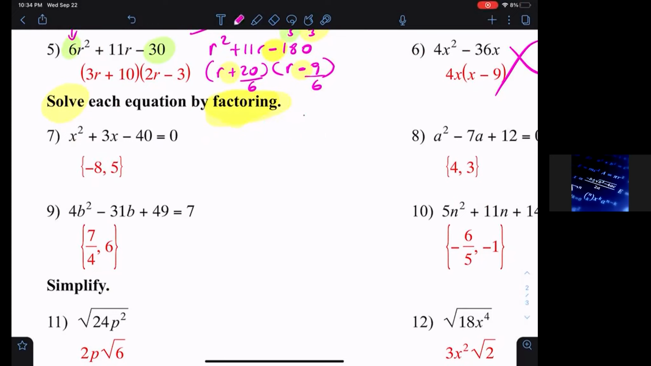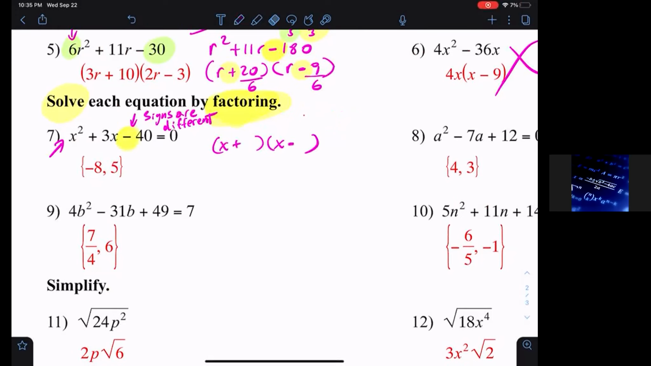Okay. So now here, this is easy, right? Because the leading coefficient is 1. So that's not a problem, right? So we do x and x. The signs are going to be different, right? Because this sign tells me that the signs are going to be different. Signs are different means this is positive and this is negative.